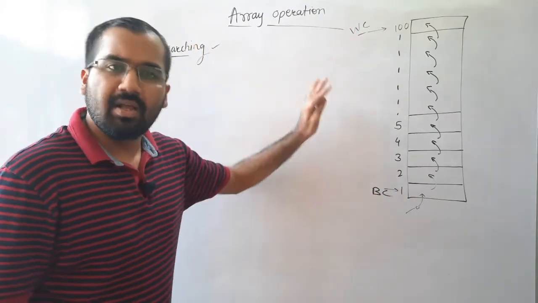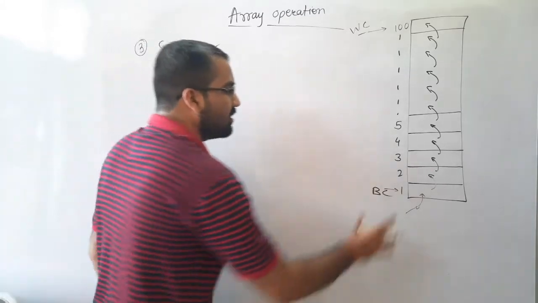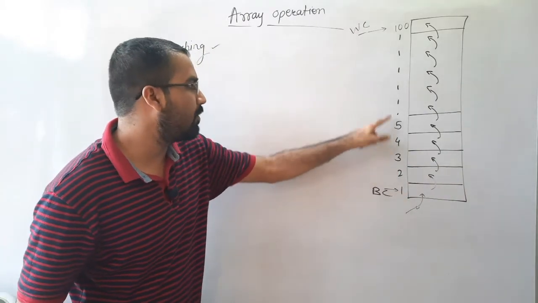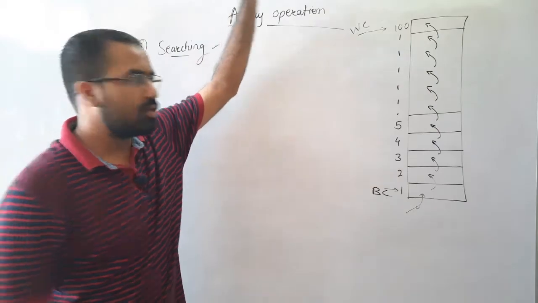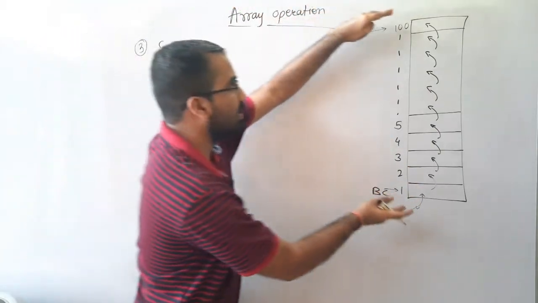And similarly, the same thing happens with an array. Let's consider this building as an array, and these are the positions 1, 2, 3, 4, 5, up to 100. So 100 elements can be there in this particular array.